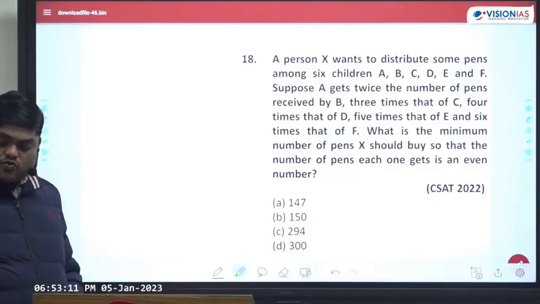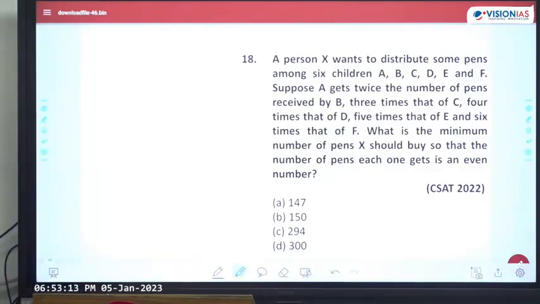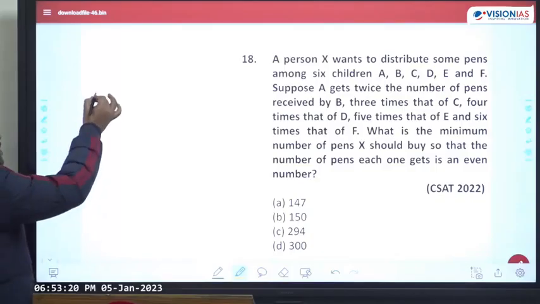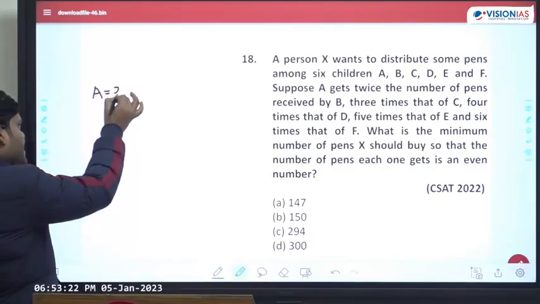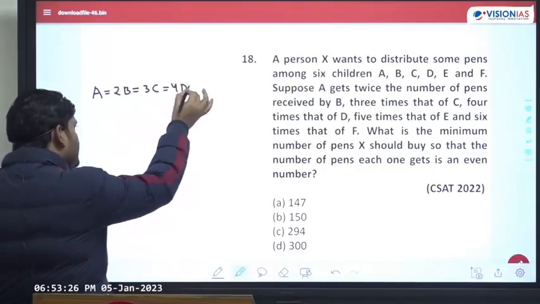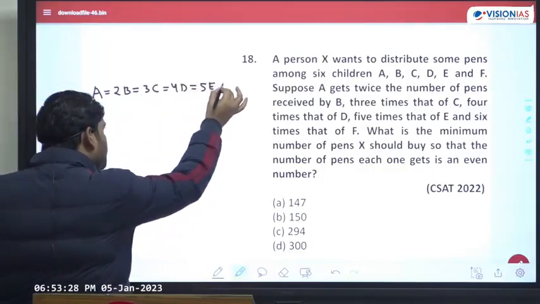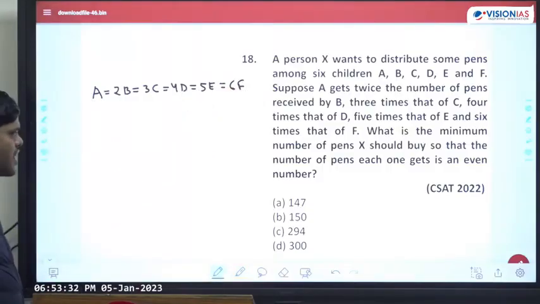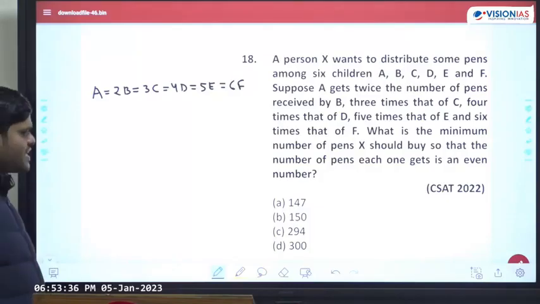A person X wants to distribute some pens among 6 children A, B, C, D, E and F. So A gets twice the number of pens of B, thrice of C, 4 times of D, 5 times of E and 6 times of F. Now what is the minimum number of pens X should buy so that the number of pens each one gets is an even number?